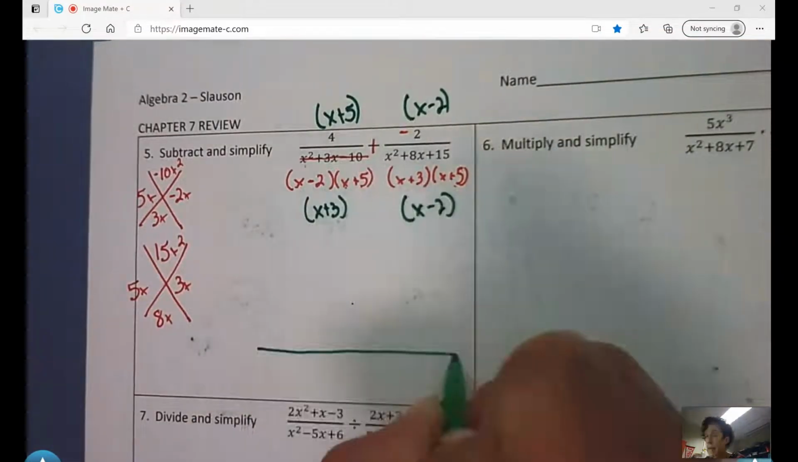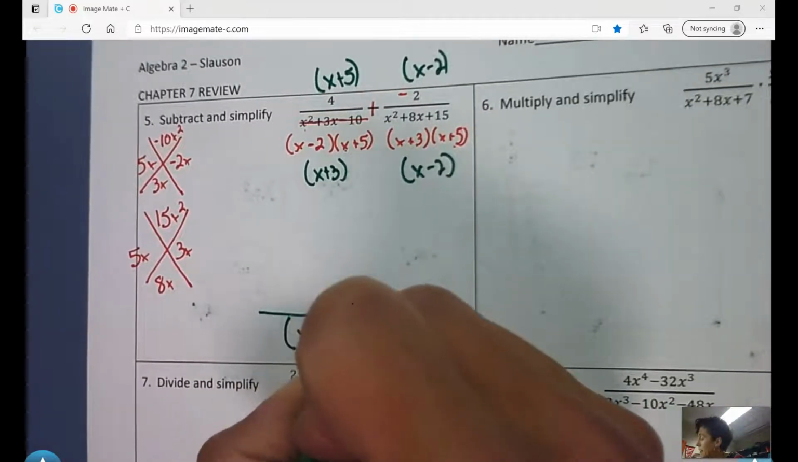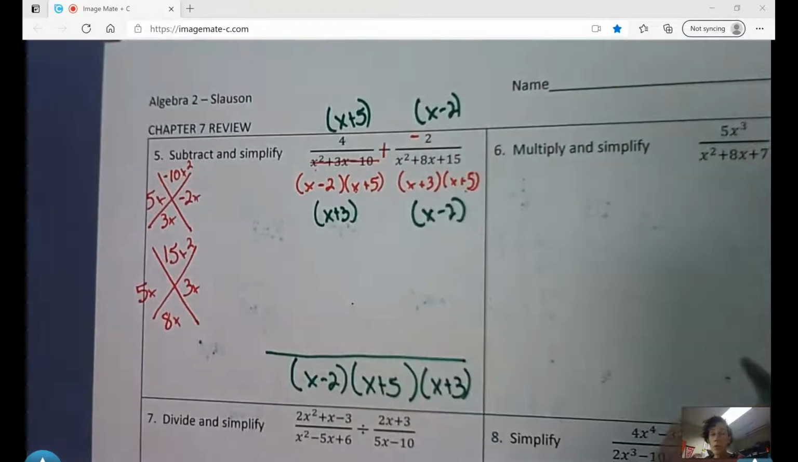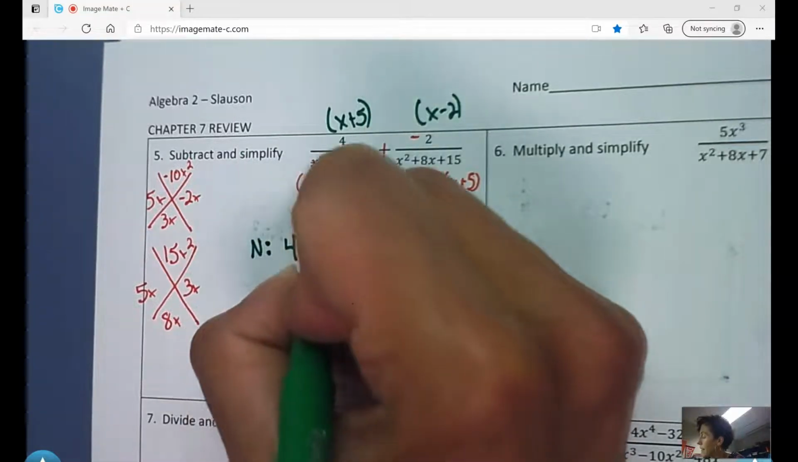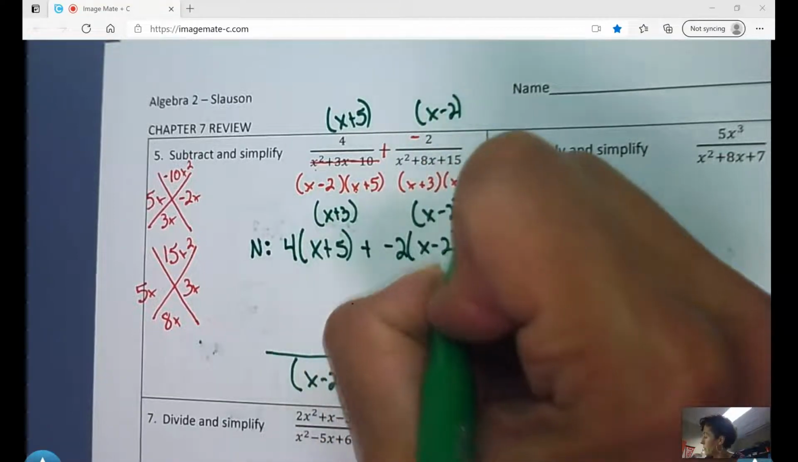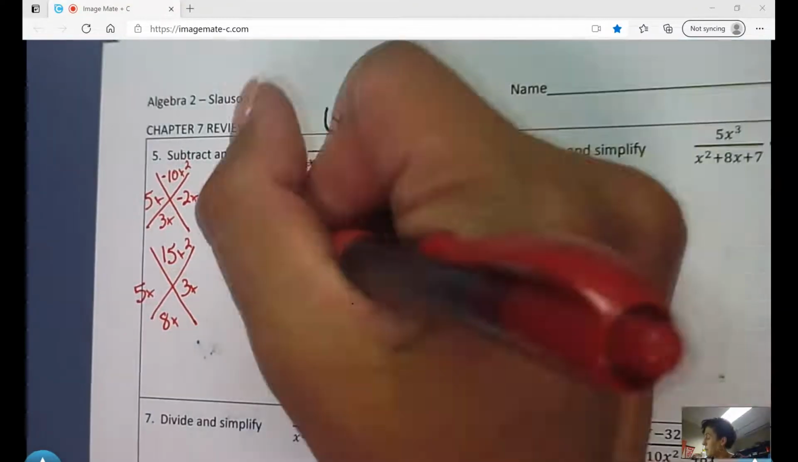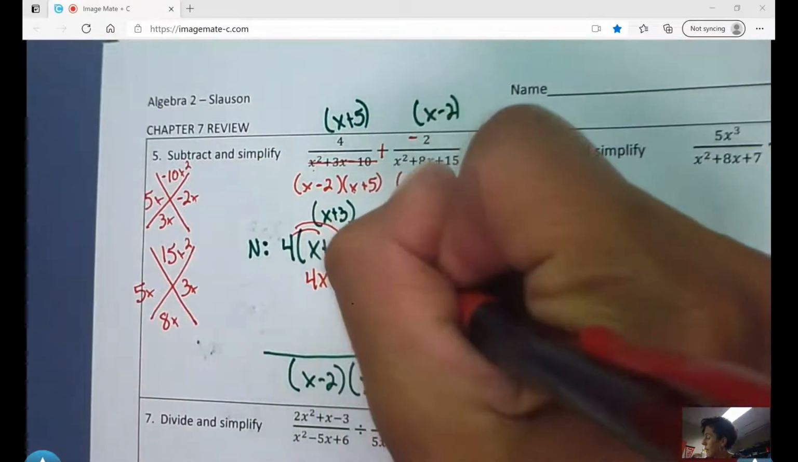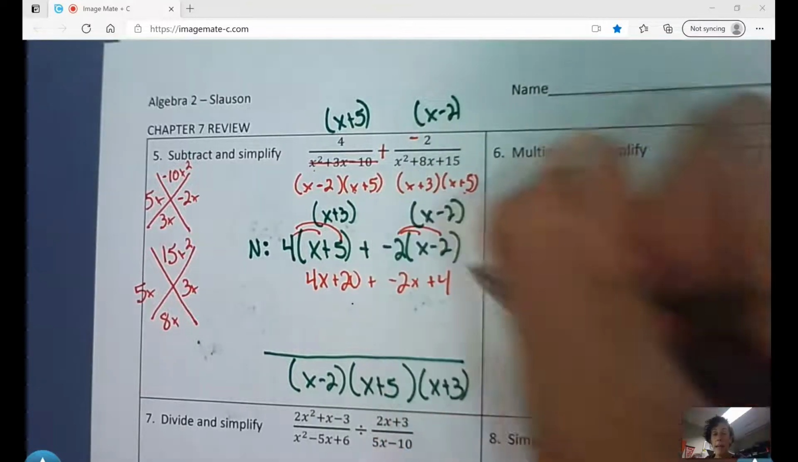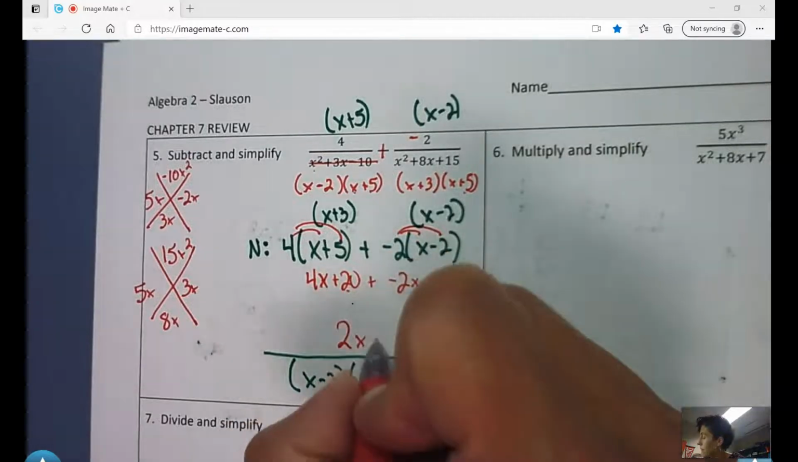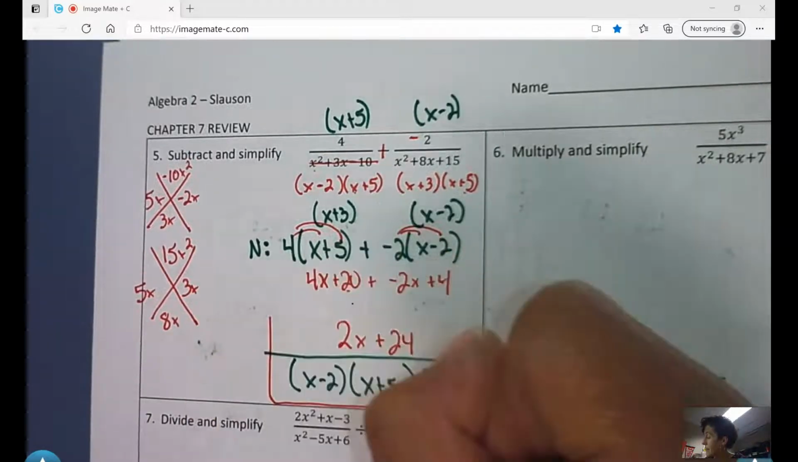So in the end, my denominator will be an x minus 2, an x plus 5, and an x plus 3. My work will be in the numerator. So for this numerator, in my first fraction, I have a 4 with an x plus 5, a new plus sign with a negative 2 with an x minus 2. So I can just distribute, get 4x with 20, negative 2x with a positive 4. Then I'll combine my x's for 2x. I'll combine 20 and 4 for 24. And then that's great. Just leave it like that.